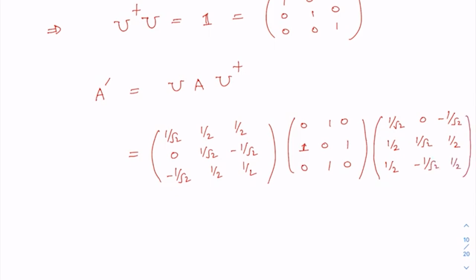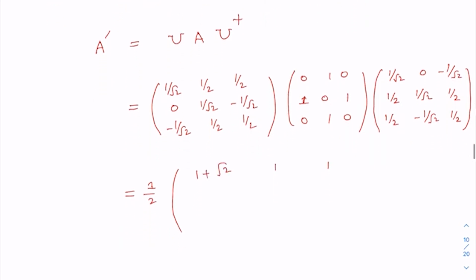So if you do the multiplication, then finally you will get the answer as half times 1 plus root 2, 1, minus 2, minus 1, minus 1, minus root 2. Please verify all these things yourself. So I have just given you the procedure for how to do these things, but if you do the calculation yourself, then you will be able to learn it quickly.